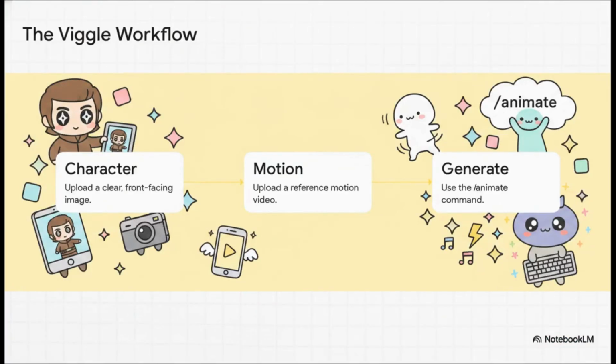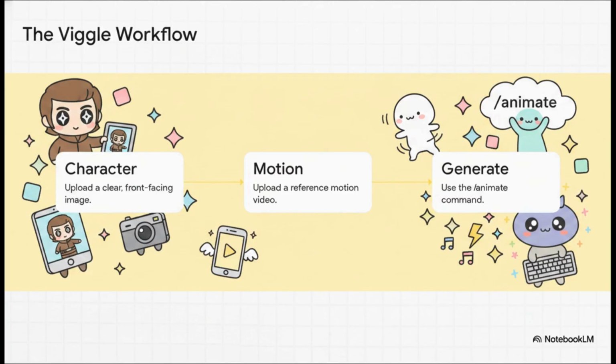Which brings us to section 3, making your character move. You might be wondering how hard this is to do. Well, the actual workflow inside Discord is surprisingly simple. You jump into one of the creation channels and just follow a few steps. Step 1, upload your character image. Let's say you want to take a cool 3D model of Paul Atreides from Dune. You need a clear, high-resolution, front-facing photo of him. If the face is turned to the side or hidden in dark shadows, the AI is going to struggle.